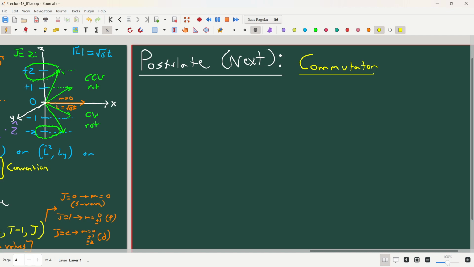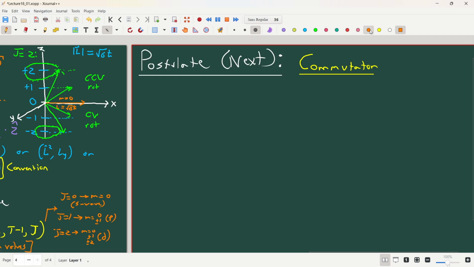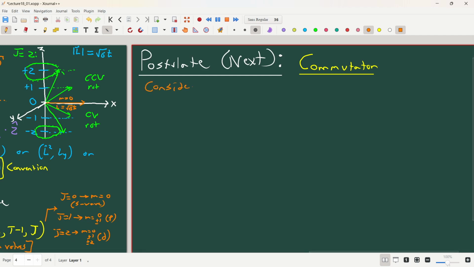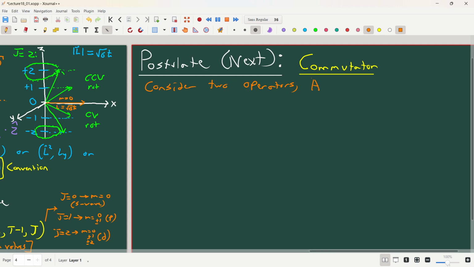Okay, so let me define what a commutator is first, and then I'll tell you what the postulate for the commutator is. Very simple. Well, I don't know if simple is the right word, but it's not too hard to calculate. The result's pretty straightforward. So let's consider two operators, two different measurements. Maybe you can think color and flavor, A and B, okay?